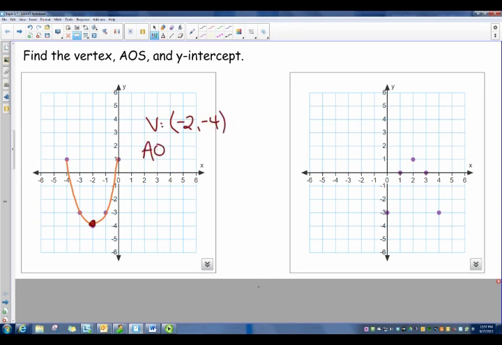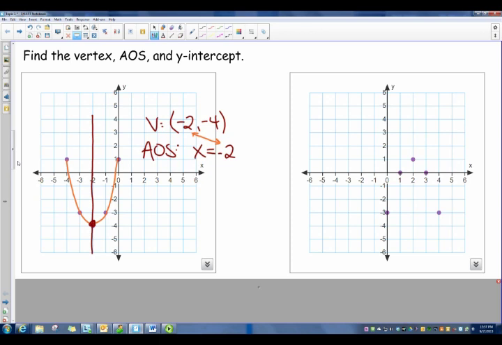Axis of symmetry. Well, the axis of symmetry is the line that goes right down the middle. And this line that I'm drawing in is the line right down the middle. Okay, well, if you look, it goes through -2, so the axis of symmetry is -2. Now, it's not a coincidence that those two things are the same. They will always be the same. The vertex's x value and the axis of symmetry.